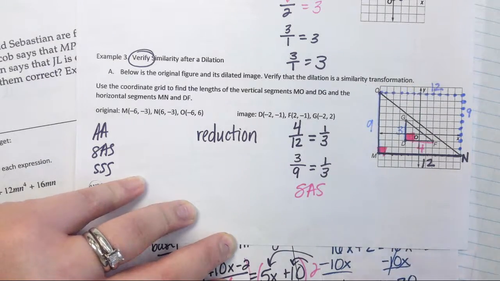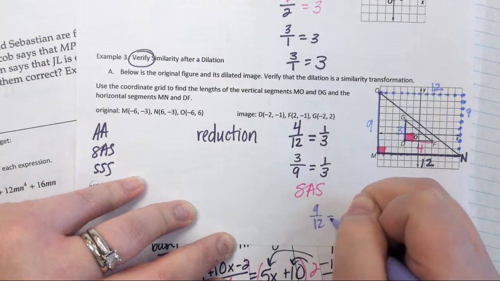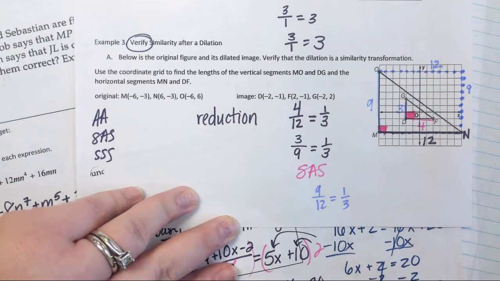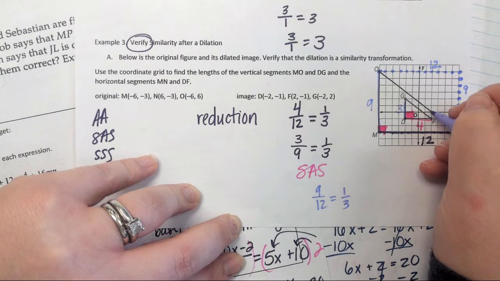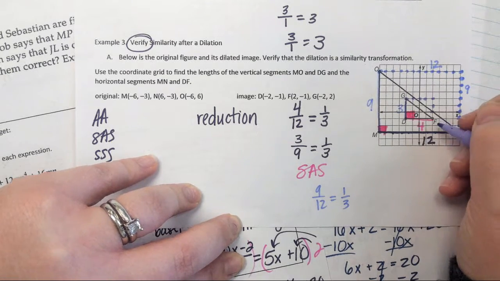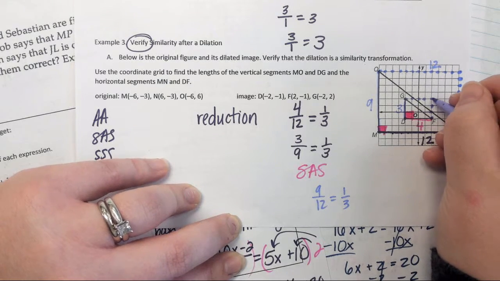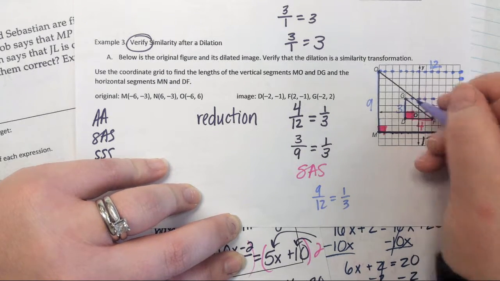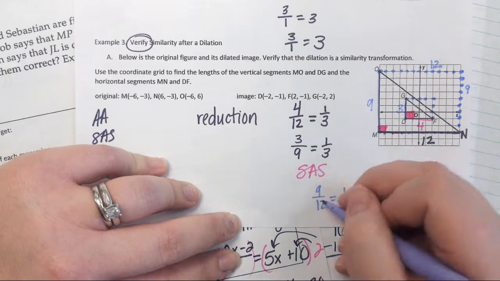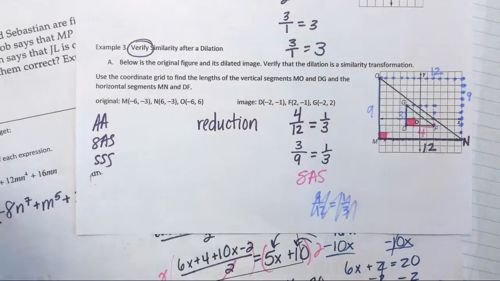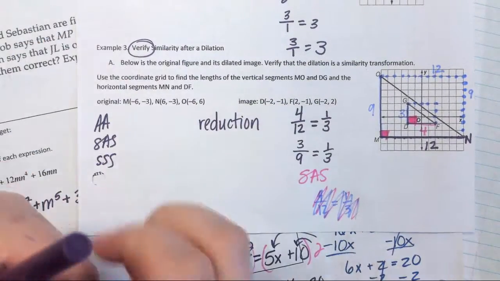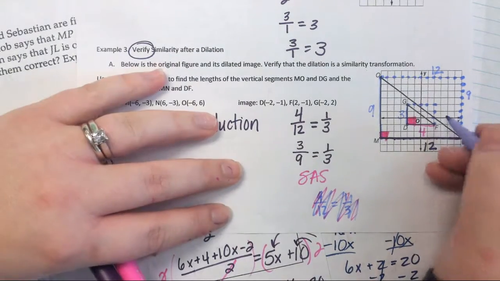9 over 12, hey, that's still 1/3. So I'm still looking good. But I think I gotta count up 1, 2, 3. 1, 2, 3, 4. Ooh, did I count wrong? There's 4. 9 over 12 reduced is 3/4. I need to check my math today. What'd you get? 3 and 4.